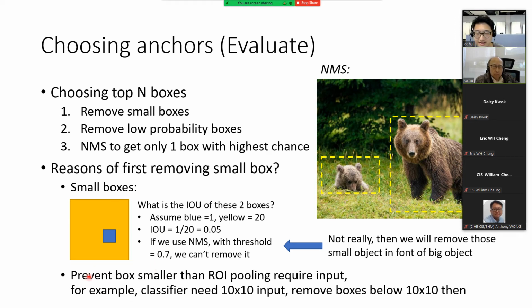But the more sensible reason is to prevent a box which is smaller than the ROI pooling requires. If you remember, the classifier requires a unified input. Let's say the classifier needs 10 by 10 inputs. Now your box is below 10 by 10, and you cannot do ROI pooling with it, and it will just make the program crash or error. So for convenience, we remove the boxes smaller than the classifier requires. So here is the more suitable reason.